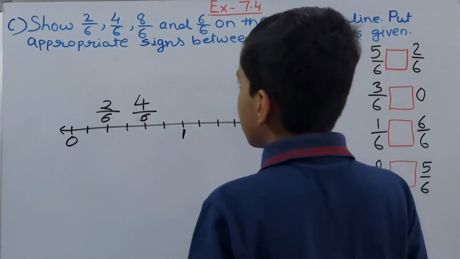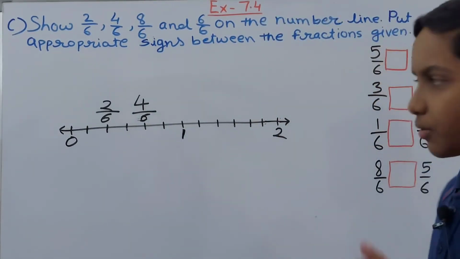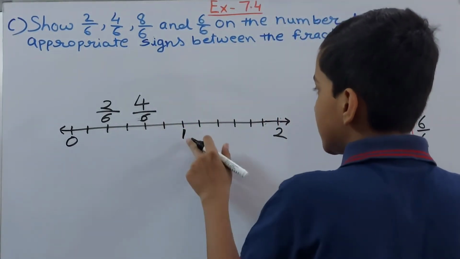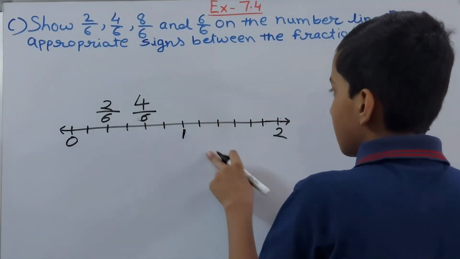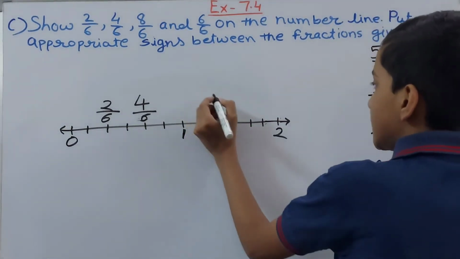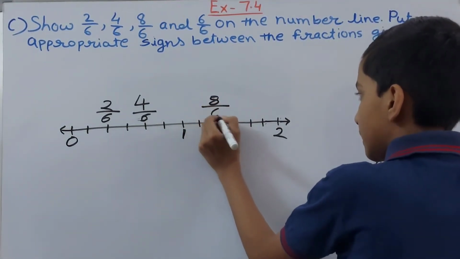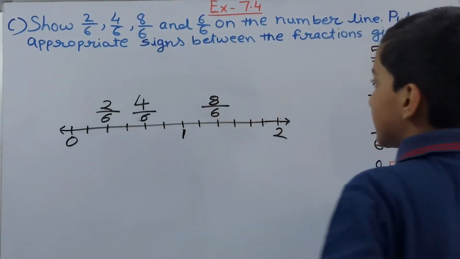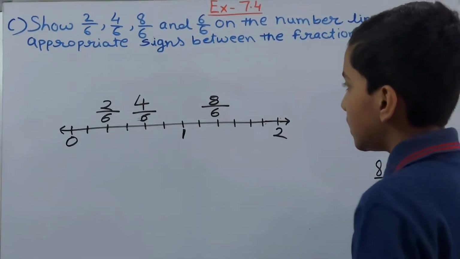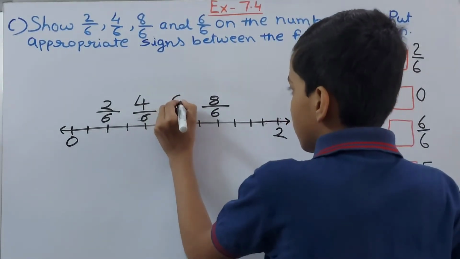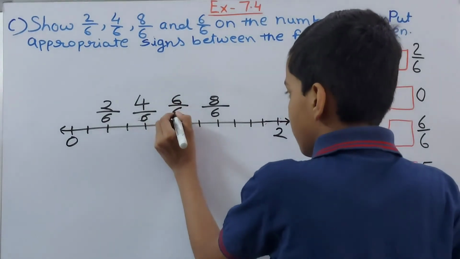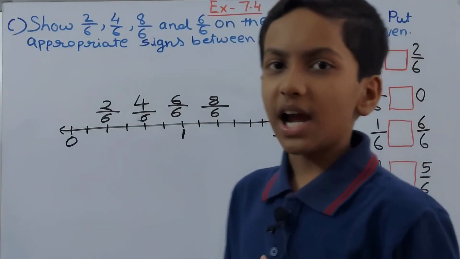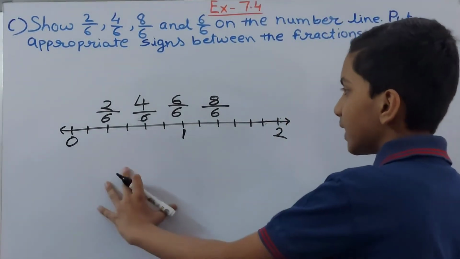Okay. Now next one is 8/6. So where will we find this? As we know, 4/6 here, then 5/6, 6/6, 7/6 and 8/6 here. Next is 6/6. So 6/6 can also be written as 1 whole only. Simply on the 1 whole here we will write 6/6. As you can see, we have written all the fractions given to us on this number line.